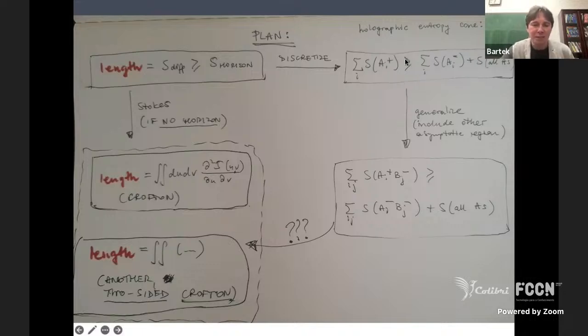And then what I will do next is to tell you about how these discretized versions of the differential entropy formula have shown up previously in the holographic entropy cone problem. I will now tell you about how they generalize, and then we will take the continuum limit and we'll see that it just produces the two-sided Crofton formula that we want. So that's the plan. If there are no questions, then I will keep going.